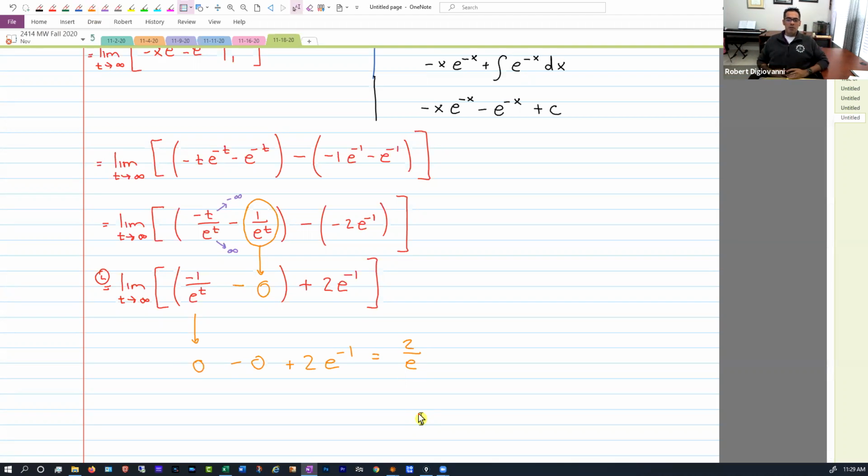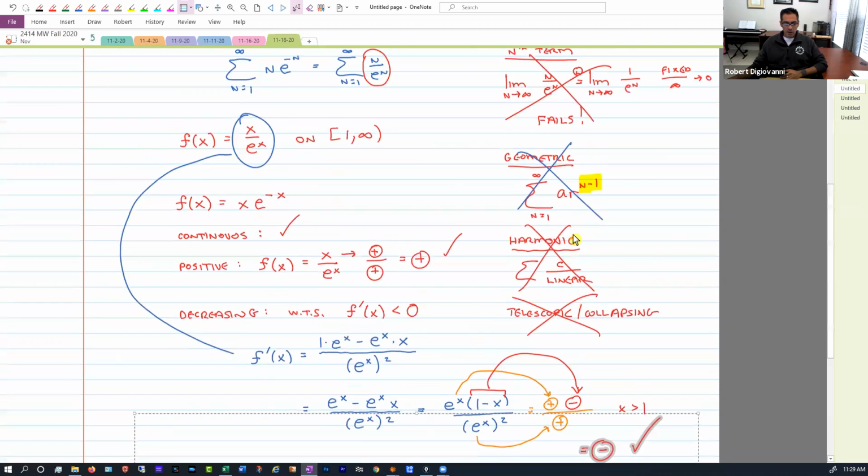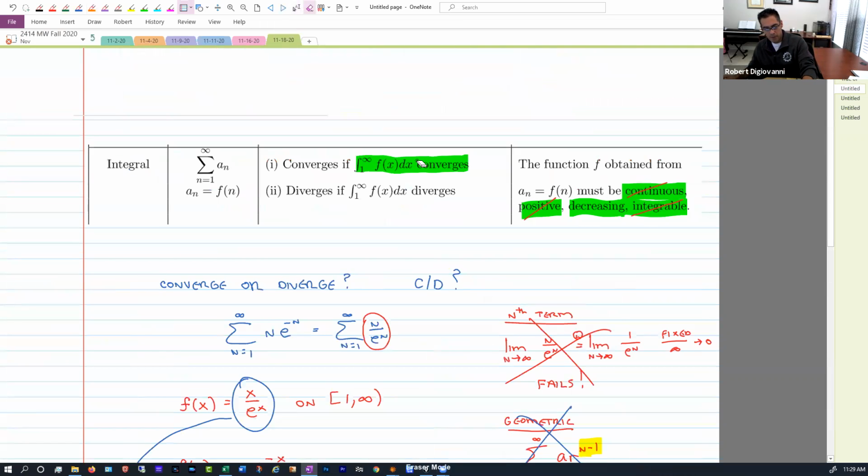What do we conclude? That it's convergent at 2 over e. What is convergent? The series x e to the negative x. Okay, so we have to be very careful here because what the test says is that, let me erase this. It says that the original series will converge if the improper integral converges, right? That's what it says. But does this say that it converges to the same thing?